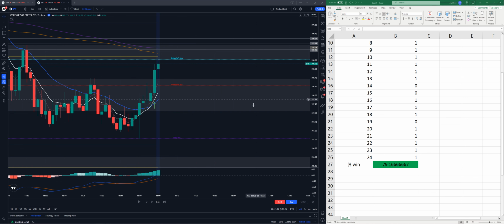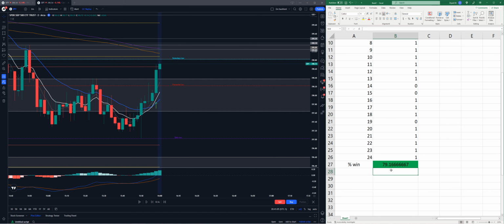Walk you through trade by trade. So just following some things from the Z strategy, 79.17%.